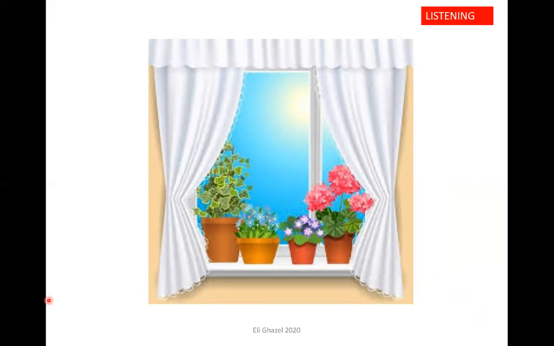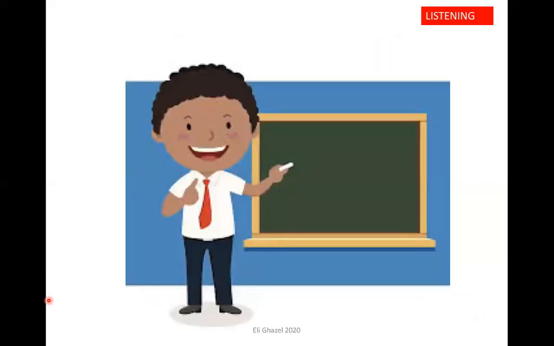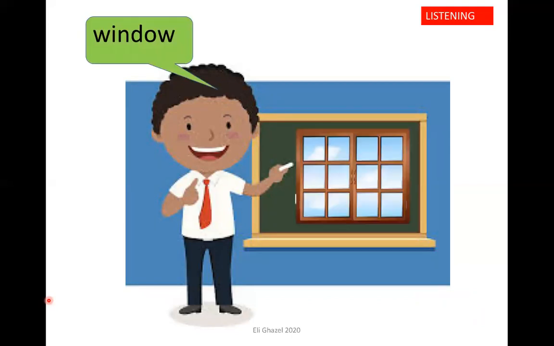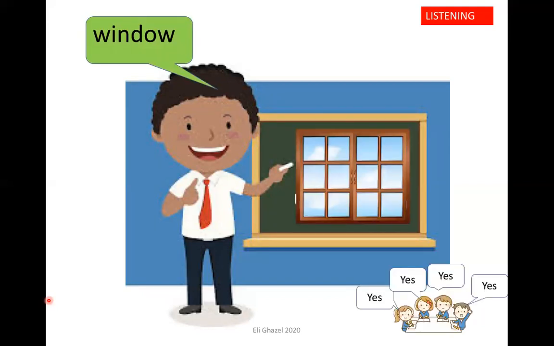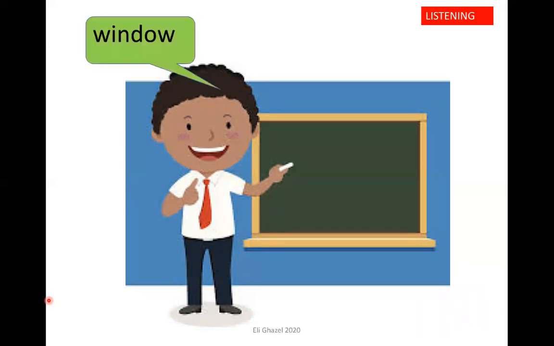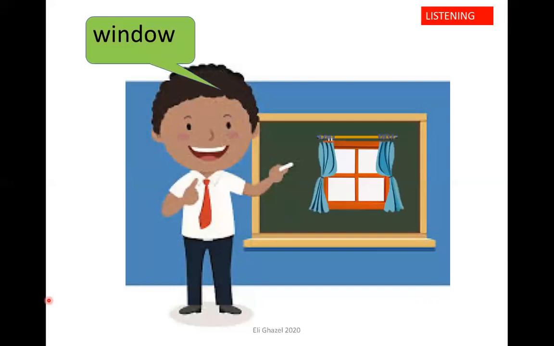It's listening. You say the word first, window. Then you put a picture. Then you give a signal, and the kids will say yes. You say the word window. Then you put a picture.